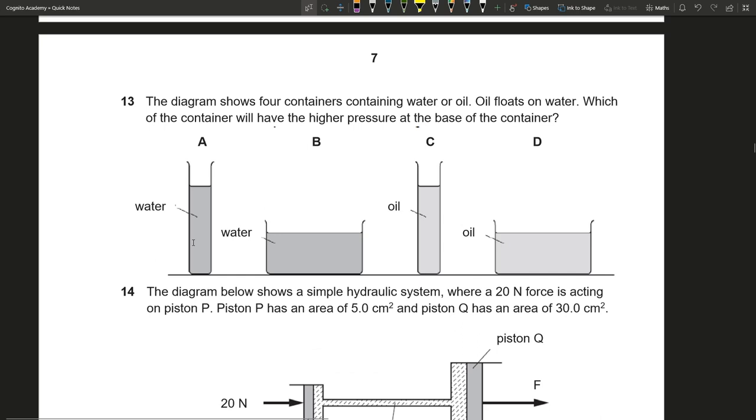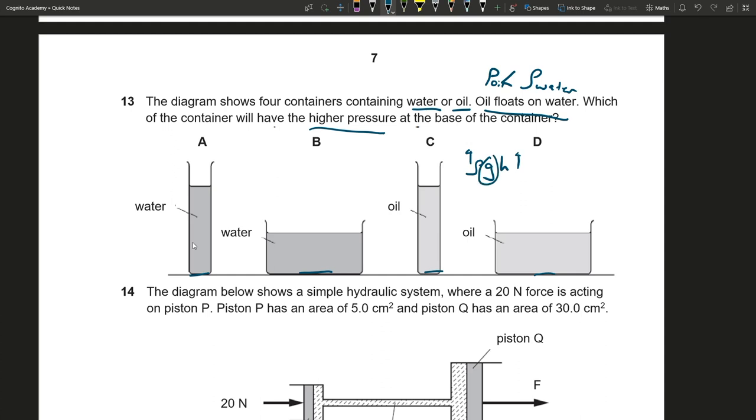The diagram shows four containers containing water or oil. Oil floats on water. What we should read from this is the density of oil is less than the density of water. And which of the containers will have higher pressure at the base of the container? So the pressure at some point in the liquid is rho gh. And because we want to maximize the pressure at the base of the container, we want to maximize rho and we want to maximize h.